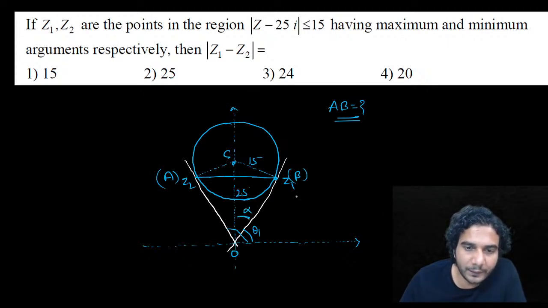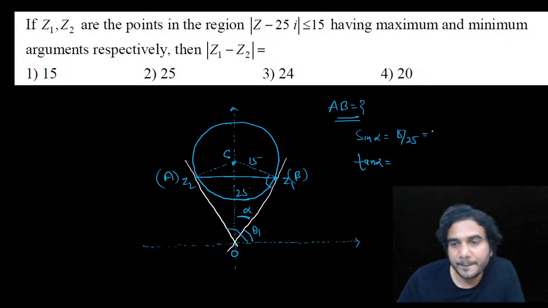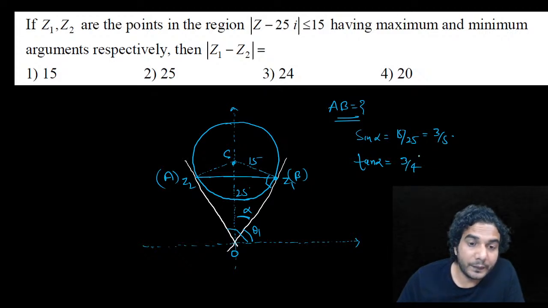Say this angle is alpha. This angle is 90 degrees, right? So tan alpha is equal to, perpendicular, not tan alpha, we should write sin alpha. So sin alpha is equal to 15 upon 25. So that is going to be 3 by 5, right? So we can write tan alpha also. Tan alpha is going to be 3 by 4. Okay, now we have got tan alpha.